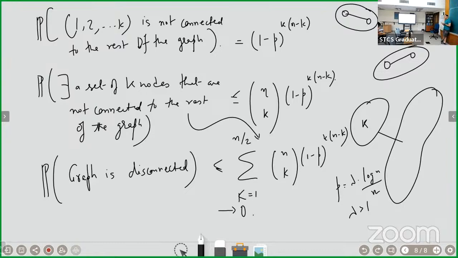I never remember Stirling's approximation. I always have to look it up. You can never remember this one.